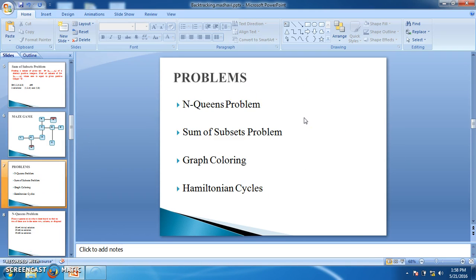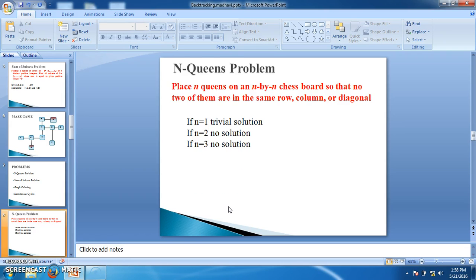So let us see some of the constraint computational problems, few examples which can be solved by using backtracking method. That is, one is n-queens problem, sum of subset problem, graph coloring problem, and Hamiltonian cycles problem. But in this video session, we are going to focus on n-queens problem, how to solve this n-queens problem by using backtracking method. First, let us see what is exactly the n-queens problem.